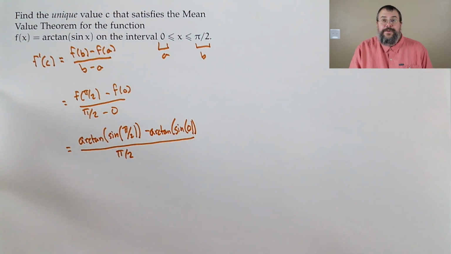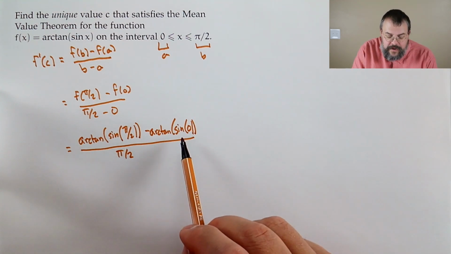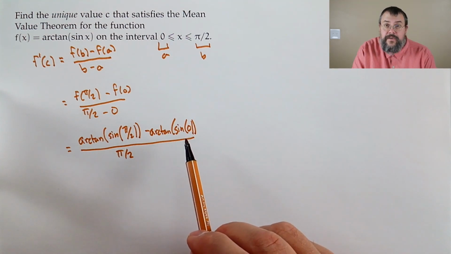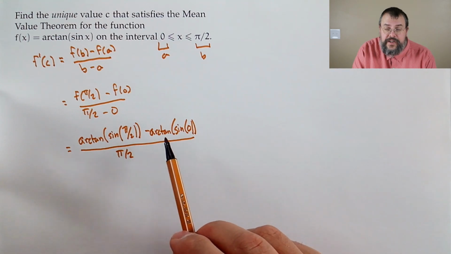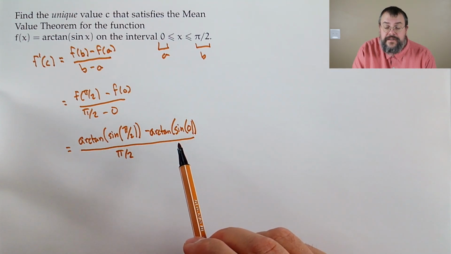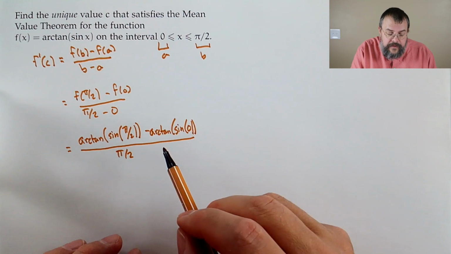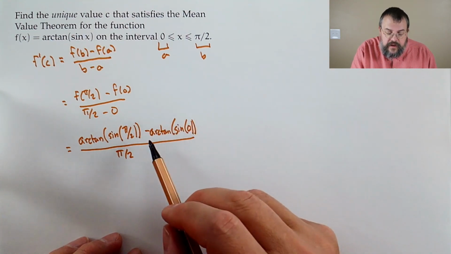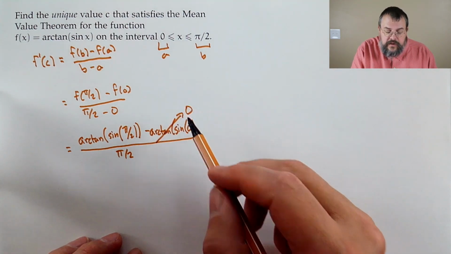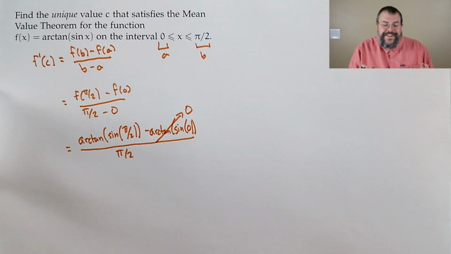Now, let's work through this. Let's start with this one. Sine of 0 is 0. Arctangent of 0 is 0. So this last piece is going to go to 0. All right, good. Now, the next one.